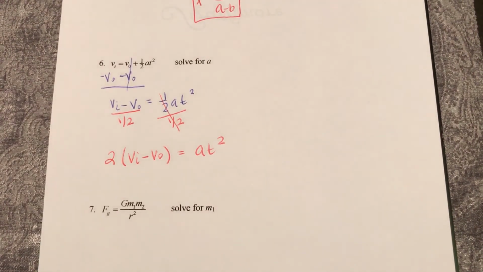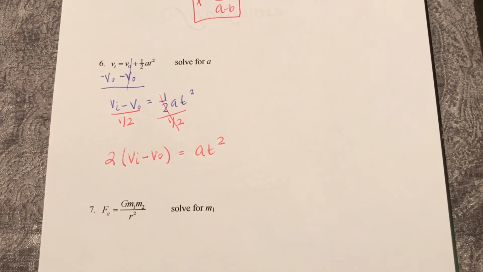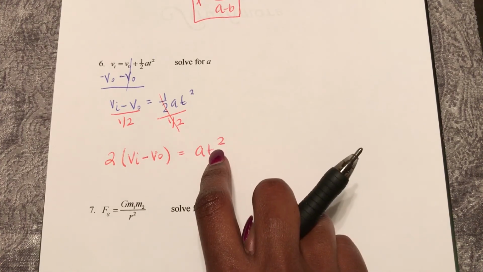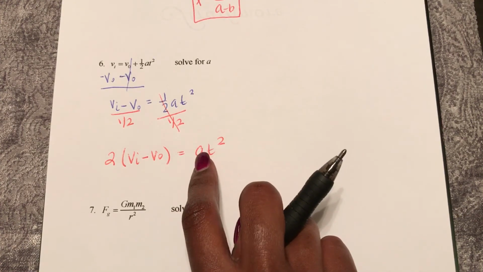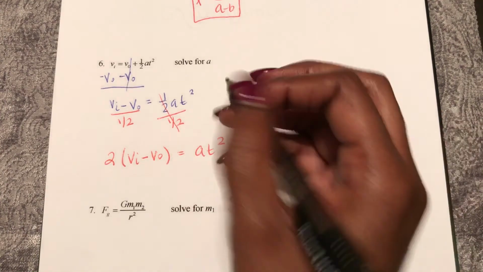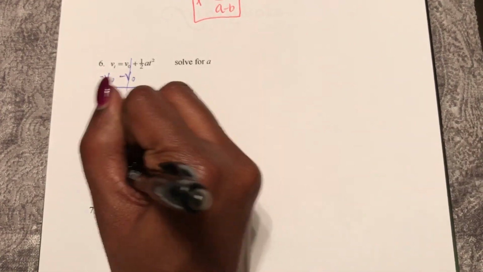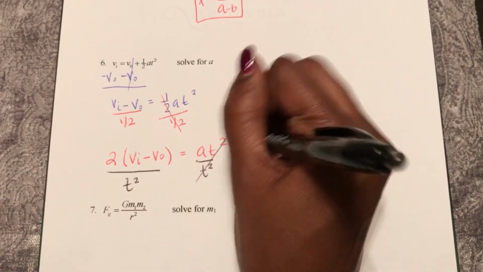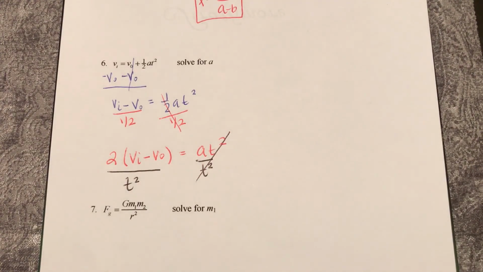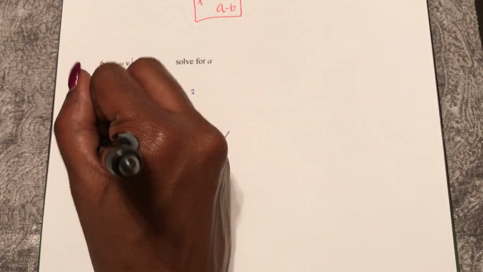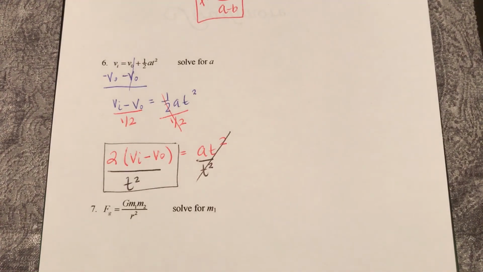Now, if you'd like, you can distribute that 2. It's up to you. I'm just going to leave it as is. Honestly, it doesn't make a difference. I'm almost there. I want to isolate a. The last thing I need to do is get rid of this t squared. A is being multiplied by t squared. The opposite operation of multiplication is division. And now I have solved for a. It equals 2 multiplied by vi minus v naught all over t squared.